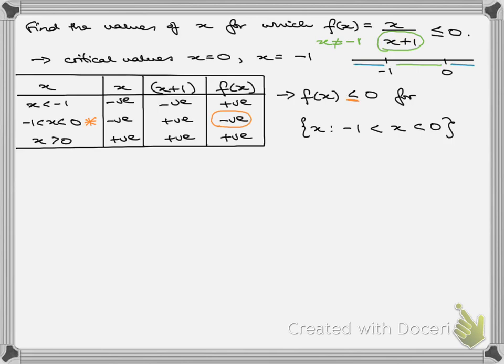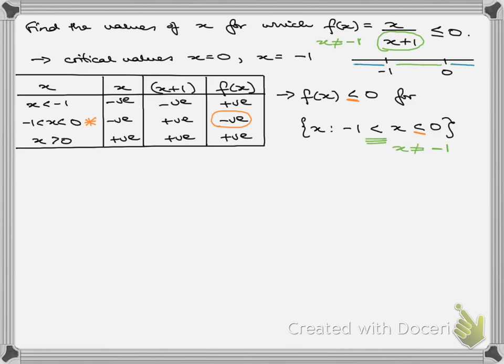Why? Because I need to think it through carefully, because it was a rational function with a restriction on the domain. The actual answer has to say where f of x is less than or equal to 0, as I've written in here. x can be equal to 0. That's fine. There's no restriction there. But x cannot be equal to negative 1. Therefore, this is my final solution.